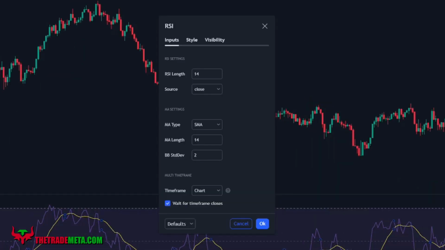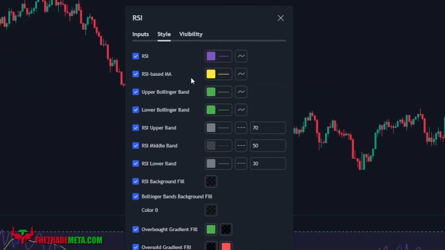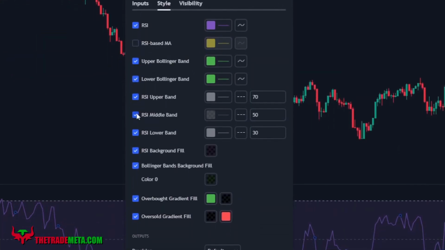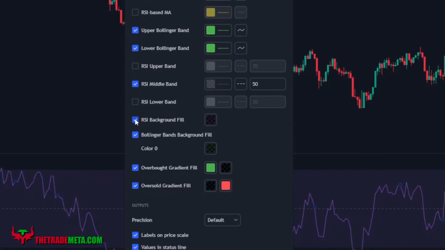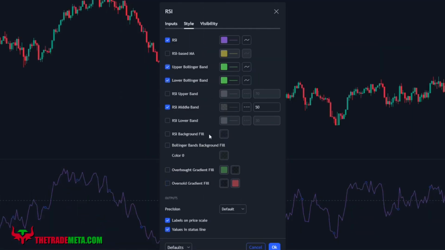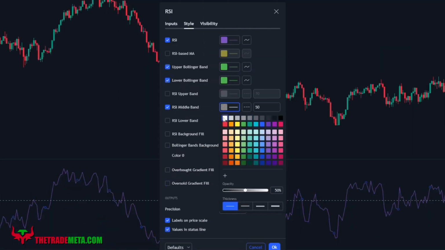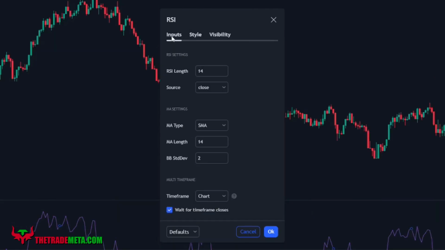Go to Settings and under the Style tab, we're going to turn off the RSI-based EMA, upper band, lower band, and RSI background fill. We're then going to change the RSI middle band to be more visible. We'll make it a nice solid white line like so. Then under the Inputs tab, we're going to change the RSI length to 21.